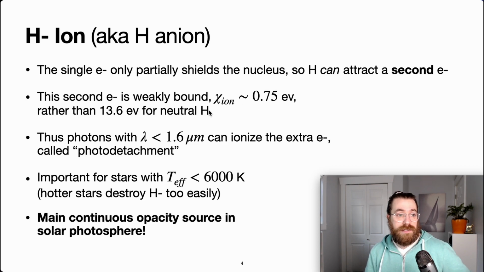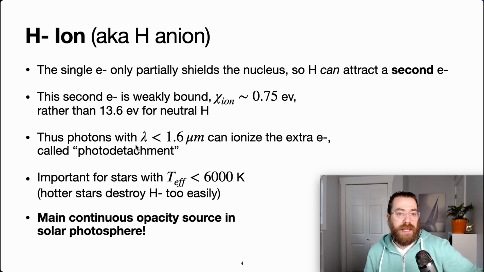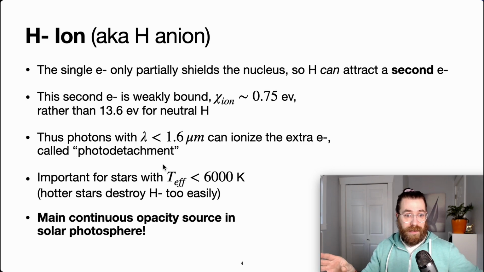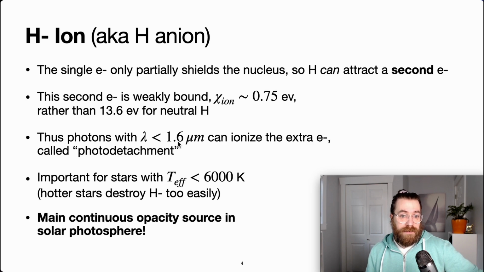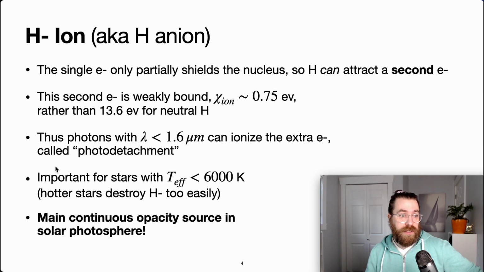So to ionize this H minus ion, the H anion, to ionize this second electron, the outer one, you can use almost any optical or near infrared photon. So anything with a wavelength shorter than like 1.6 microns. This 1.6 microns is in the infrared, the near infrared. And so any photon with wavelength shorter than that, which is like the majority of the photons at the photosphere of the sun, can ionize this extra electron.